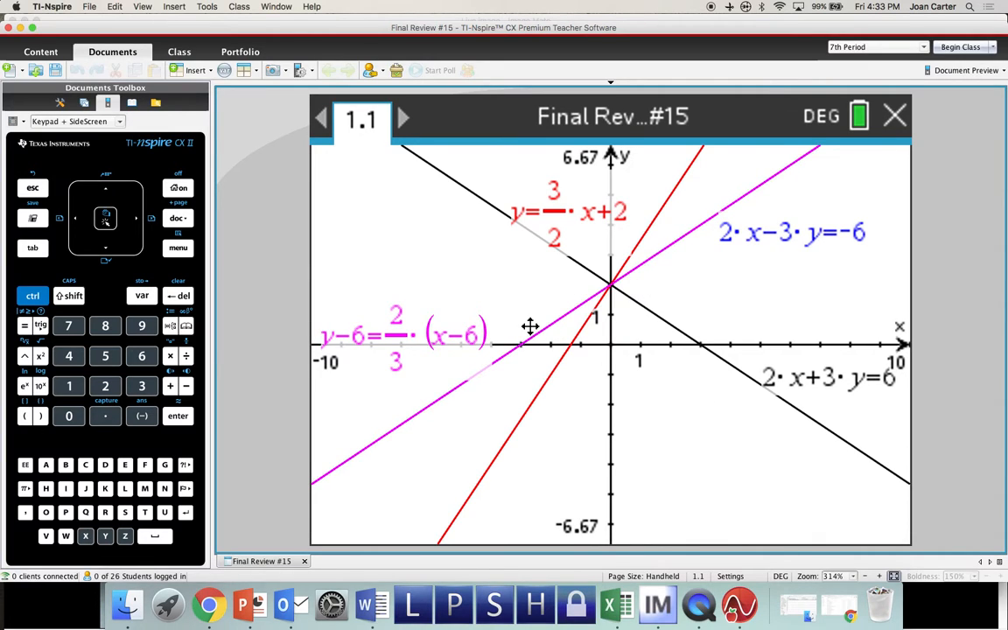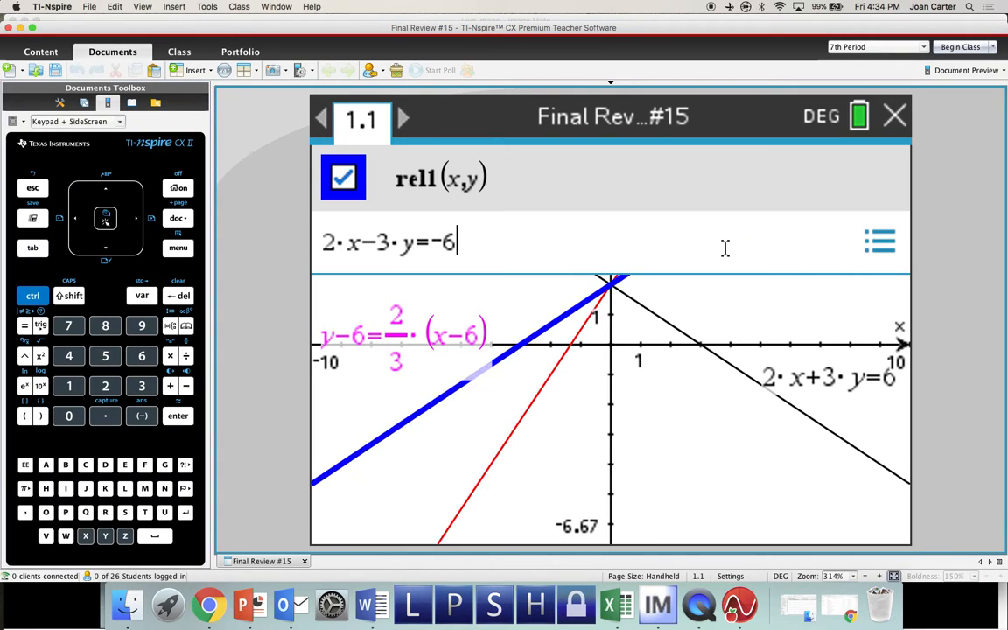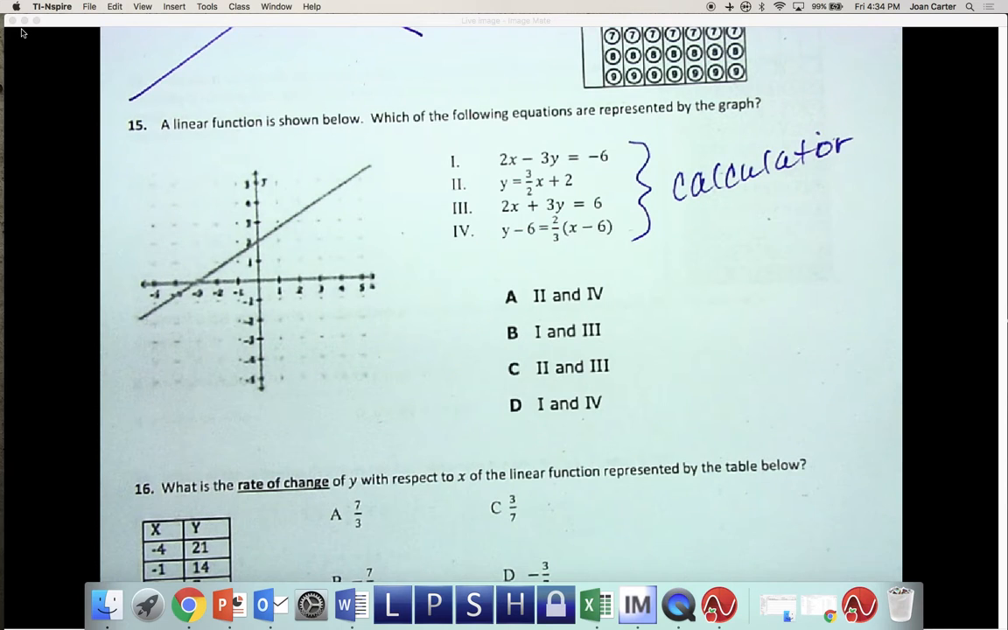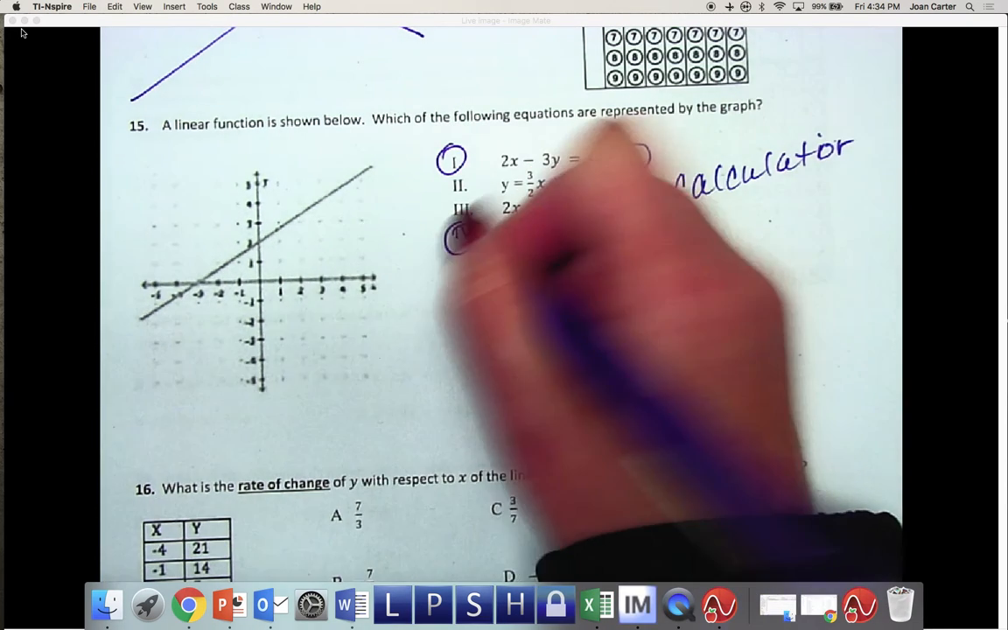Okay, so here you only see 3 lines, okay? So if you look at this one right here, we don't see the blue line. So which one is it hiding under? See right there? It's highlighting that that blue and pink line are the same lines. Can you see it changing as I scroll back and forth? So the blue line is 2x minus 3y equals negative 6, and the pink line is y minus 6 is equal to 2/3 times x minus 6. So for us, that correlates to 1 and 4. So D.